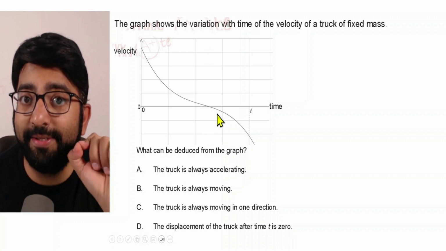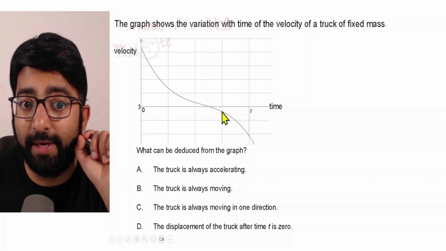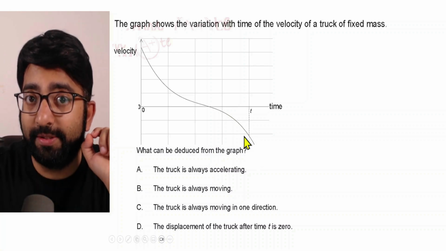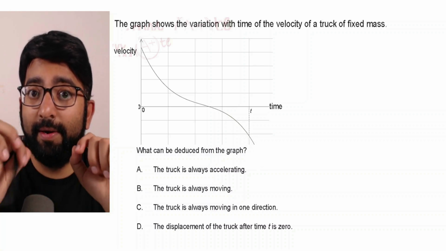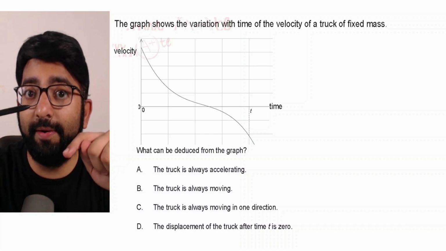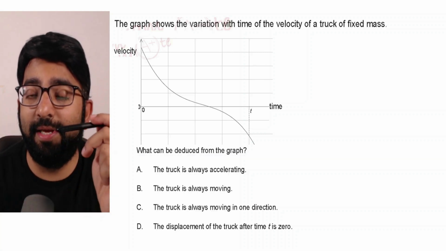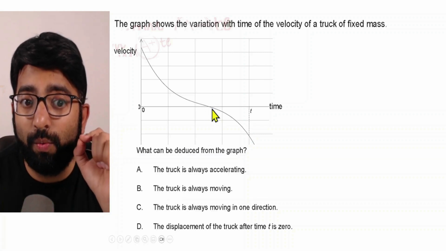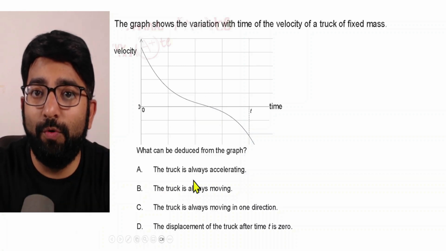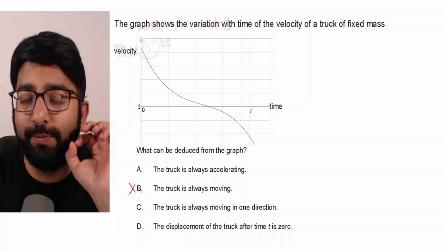To be specific, it is at instantaneous rest, because afterwards you can see the velocity has become negative and the magnitude of velocity keeps increasing, which means the truck will reverse the direction. It was earlier going towards the right hand side. It stops for a moment and then it reverses direction and starts moving to the left hand side with increasing velocity. And since the truck was at instantaneous rest at this point, we cannot say truck is always moving. So option B is definitely incorrect. Truck is not always moving.